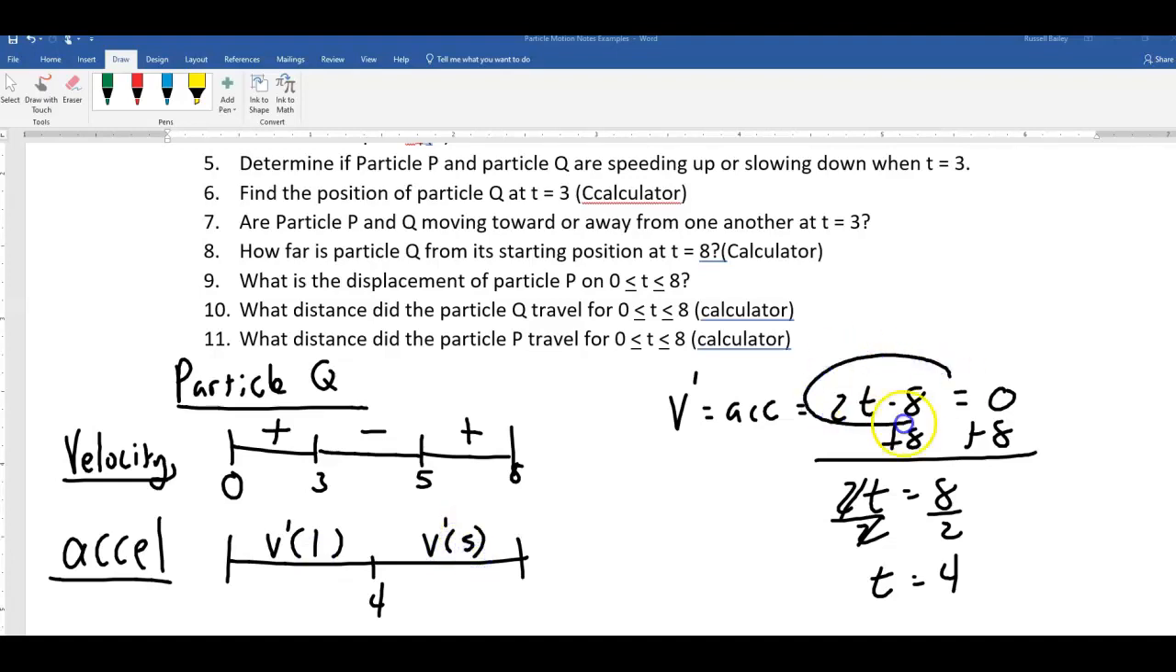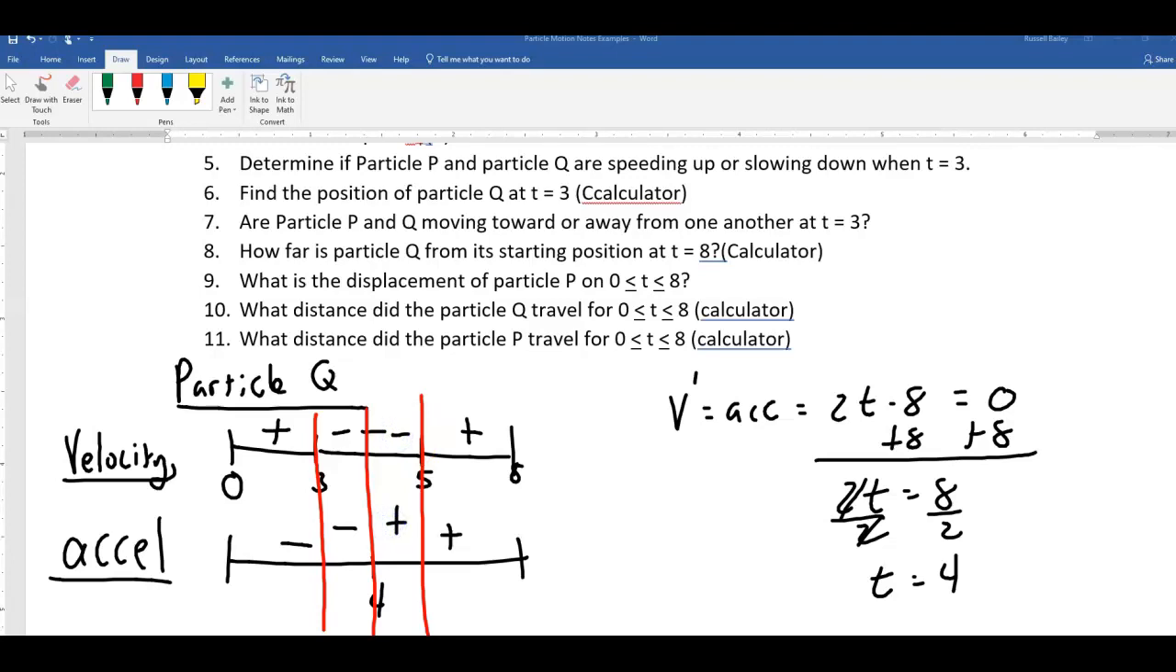If you plug 1 into your derivative of velocity, you're going to get a negative number. And if you plug in 5, you're going to get a positive number. And so what that means is that over here we've got a negative and over here we've got a positive. Okay? Now I'm going to draw some vertical lines here to break everything up. We see that on this interval here we have a negative and a negative. On the next interval over we have a negative and a positive. And on the next interval over they're both positive.